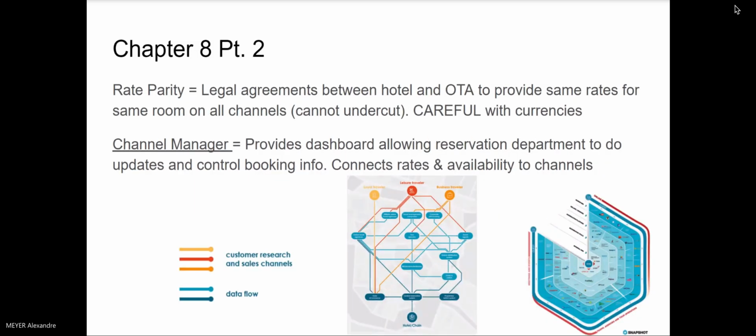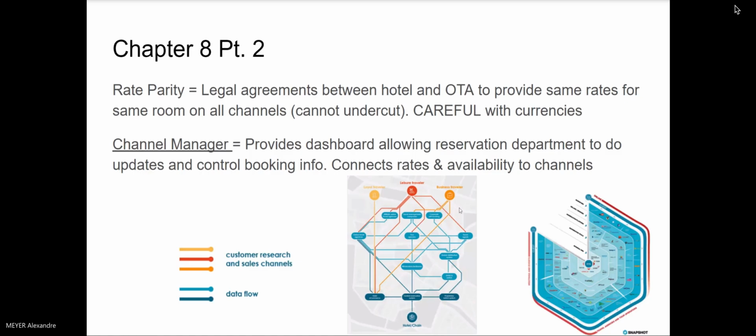So rate parity is essentially a legal agreement between a hotel and an OTA to provide the same rates for the same room on all channels. Essentially what it does is that if you sell a room to an OTA, or an OTA is selling your room online, you do not undercut them by having a lower rate, right? It's preventing you from removing them from the market. So in order to keep it even with everybody, you have the same rate.